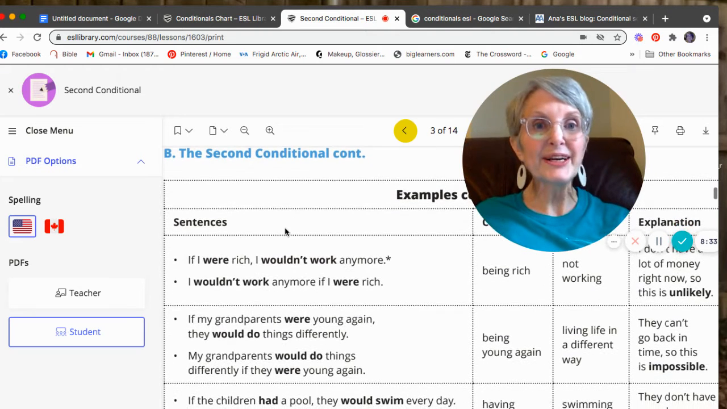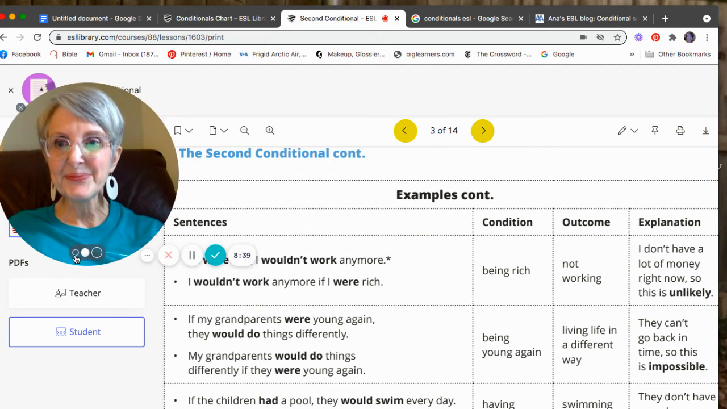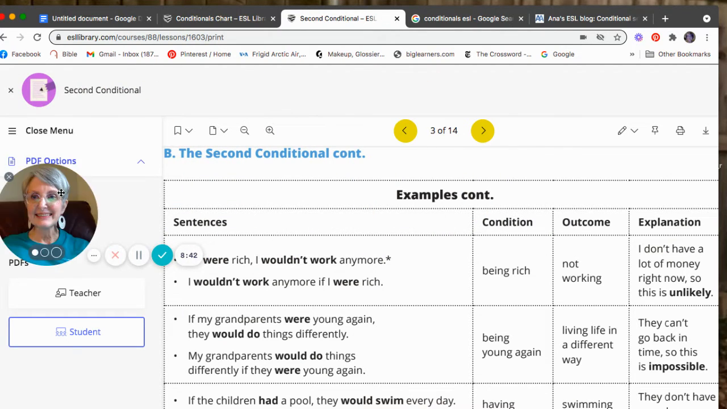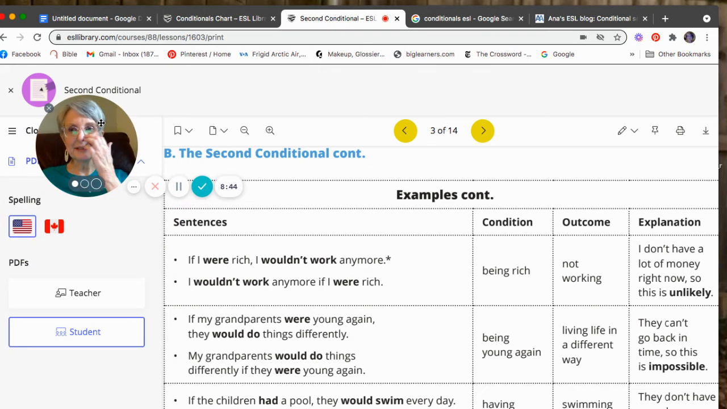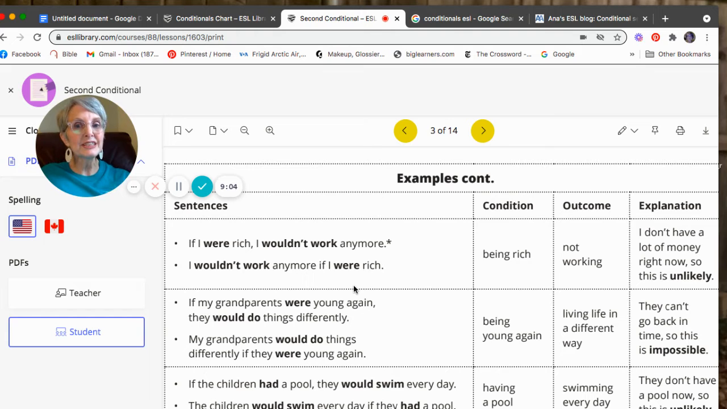All right, so this is a chart about second conditional. Make myself smaller so I'm not in your way. All right, so remember we talked last time about having a condition and having an outcome, or something that happens when that condition happens. So here are their sentences. If I were rich, I wouldn't work anymore. So maybe that is true for that person. It isn't true for everyone.